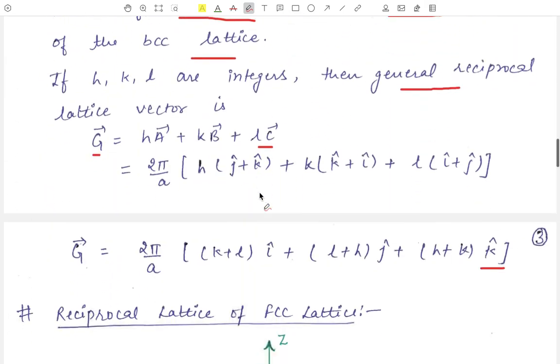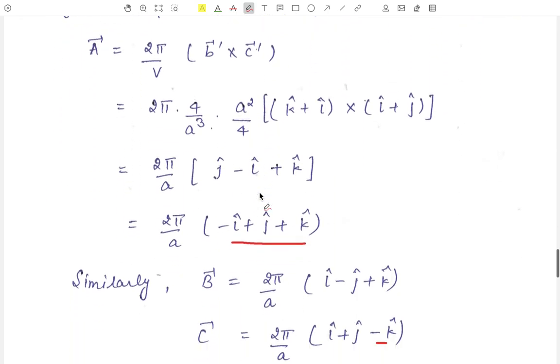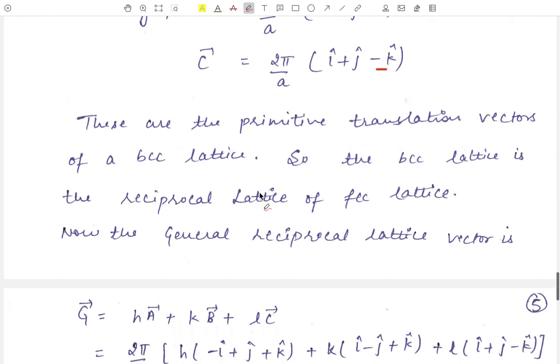Okay. Now from here what we have concluded is that the reciprocal lattice of the FCC lattice is BCC, and that of the BCC lattice is just the FCC lattice, or we can say that the BCC lattice and FCC lattice are the reciprocal lattices of each other. Therefore the BCC lattice is the reciprocal lattice of the FCC lattice and vice versa.